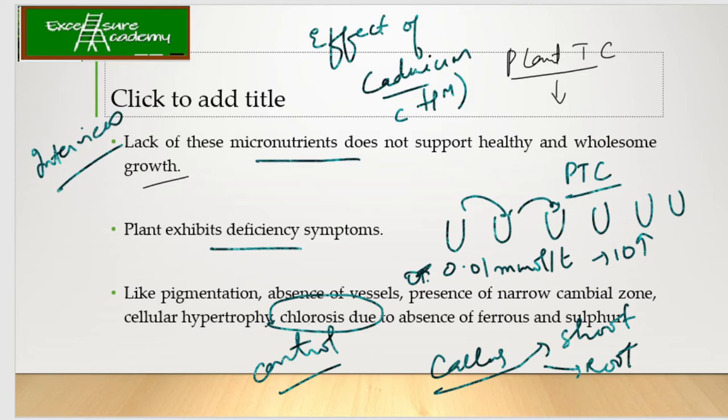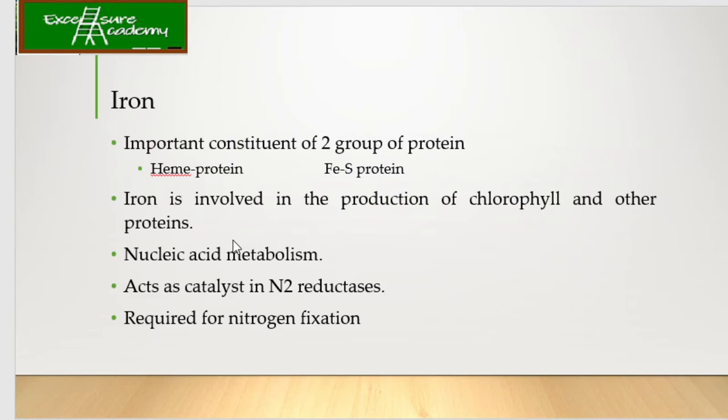Okay, so let's start with iron. It is an important constituent of two groups of protein, that is heme protein and the iron sulfur protein. If you have studied previously, if you're clear with your molecular biology and biochemistry concepts, you must remember that the iron sulfur protein plays a very important role in many of the oxidation redox reactions which are taking place inside the cell. Then heme protein also.